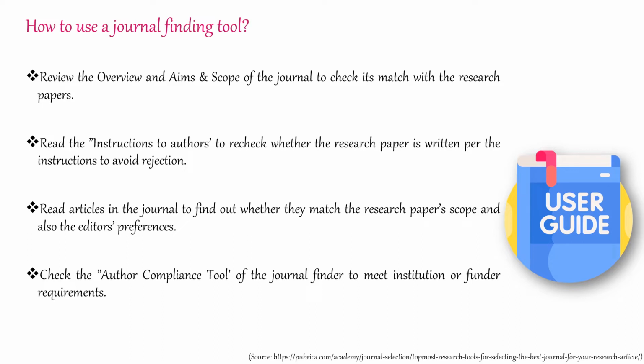Third, read the articles in the journal to find out whether they match the research paper's scope and also the editor's preferences. And the last, check the author compliance tool of the journal finder to meet the institution's or funder's requirements. These are the 4 points that you need to keep in mind while using journal finding tools.